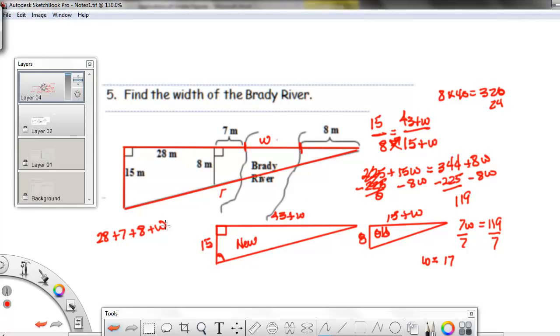Divided by 7 is 17. The first time I did this problem, it looked like that was a really, really large number, a 17-mile river. That's just really kind of crazy. So what I did is I checked it. So 43 plus 17, that would make this entire length here 60 miles, right? 15 plus 17 would make this 32.